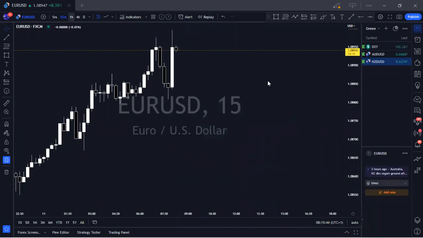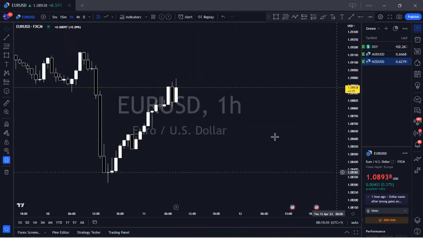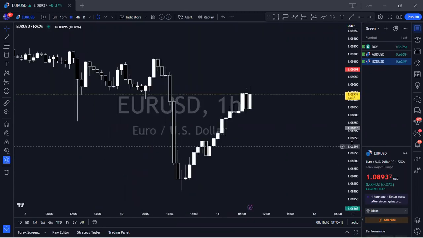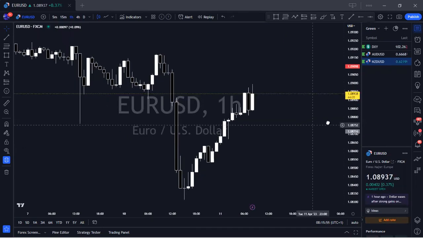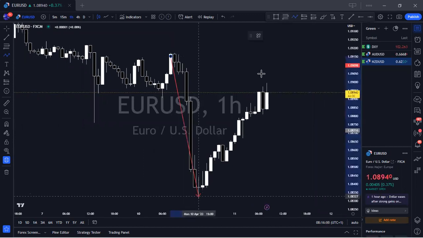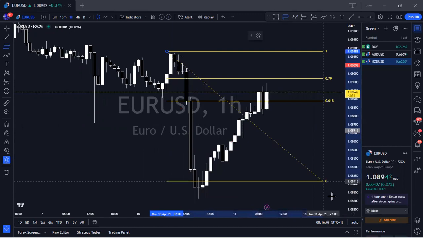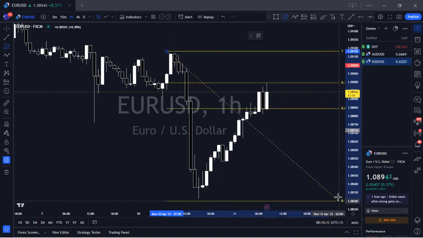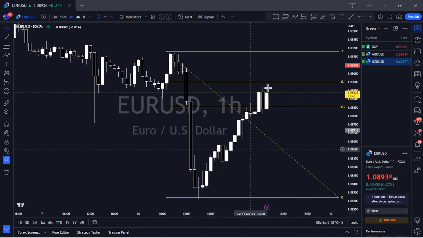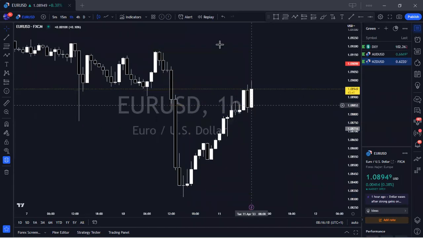So let's look at Euro USD on the 1H. Okay, it's almost the same setup we actually have on NZD USD. So price basically created this lower low and then it's retraced back up. It has actually tapped the 0.618. It's almost kissed that 0.79, but it hasn't.